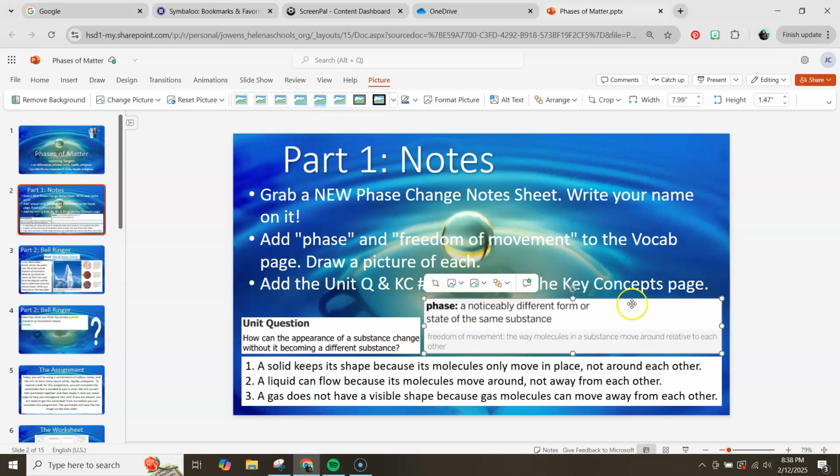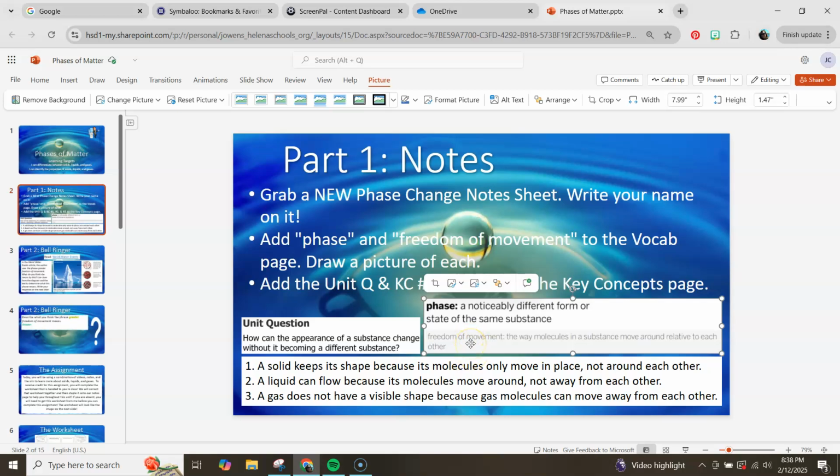To your vocab, you're going to need to add phase and freedom of movement and draw a picture of each. Phase is a noticeably different form or state of the same substance. So we're going to talk a lot about water with this unit and how it can exist as a solid, liquid, and a gas. And why, with the molecules, do they have those properties that we see for each of those three different phases, even though they're all made of water molecules and essentially are all pure water.